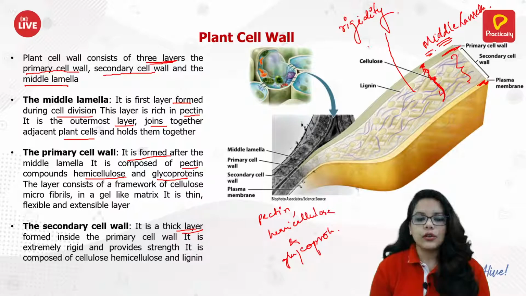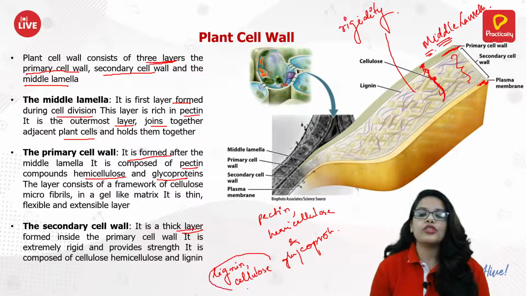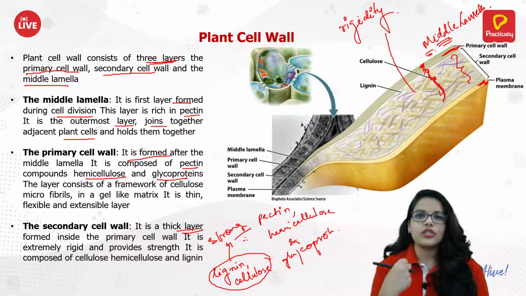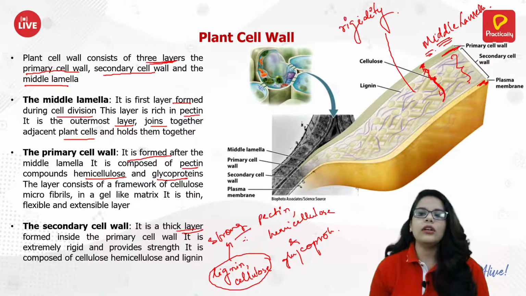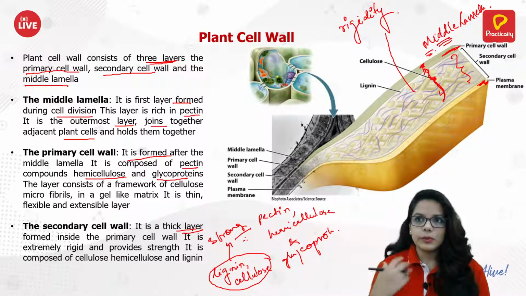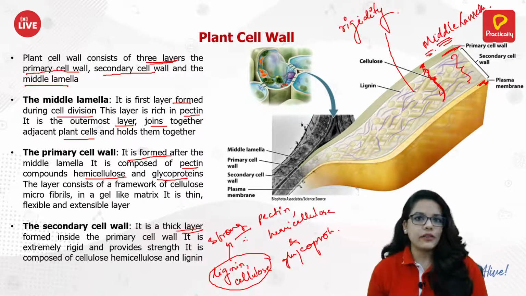Okay, it is composed of cellulose, hemicellulose, and lignin. Because of cellulose, hemicellulose, and lignin, these things provide a lot of rigidity. They are quite strong in nature. They provide the strength to face odd temperatures, odd weathers, and mechanical stress. This kind of strength is provided by the secondary cell wall.